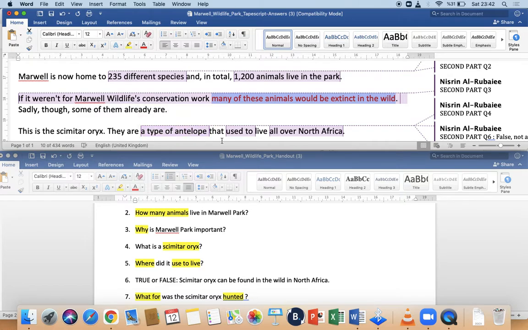Where did it used to live? It used to live in the past all over North Africa. Okay, where did it used to live? In North Africa, all over North Africa.